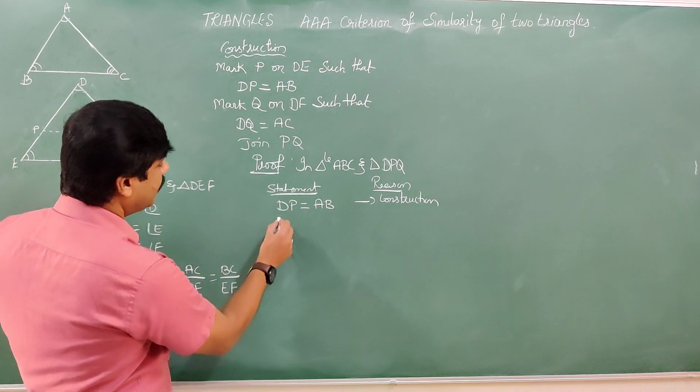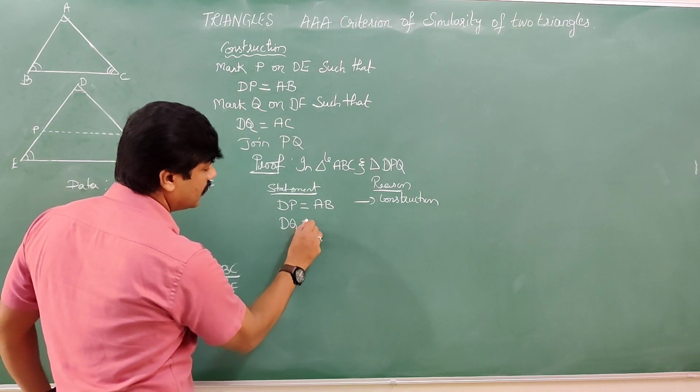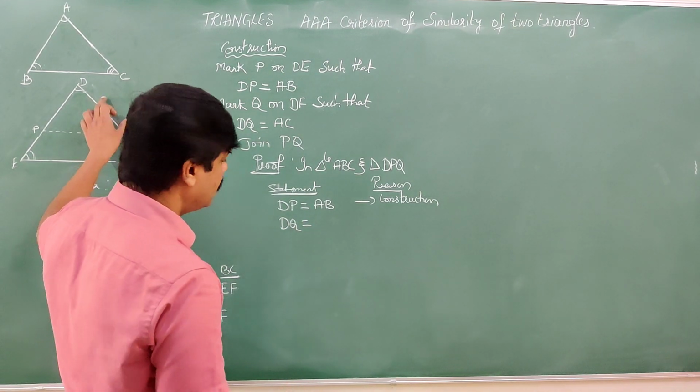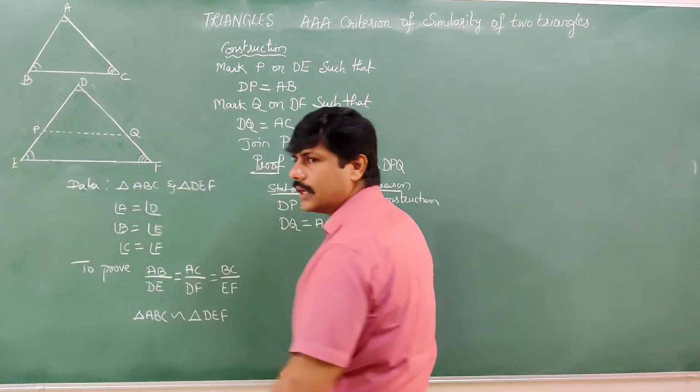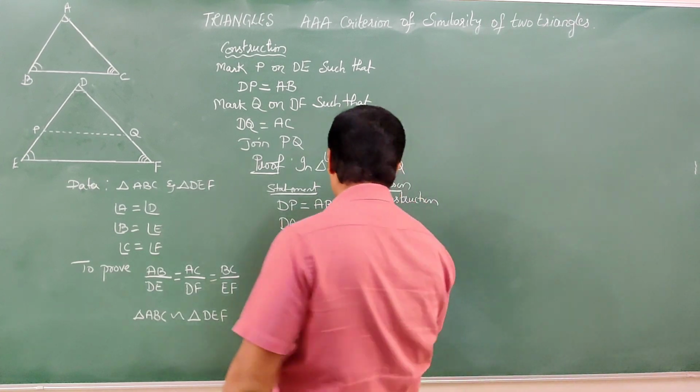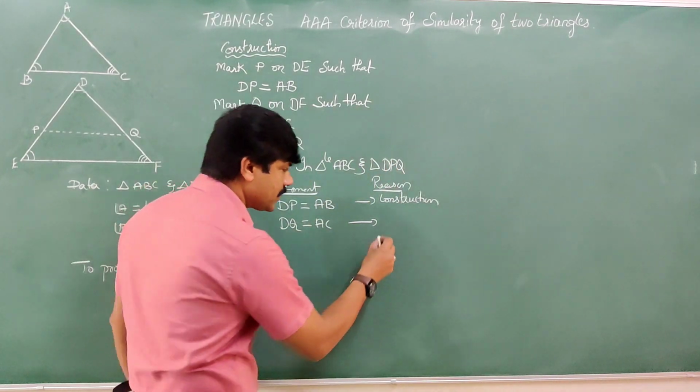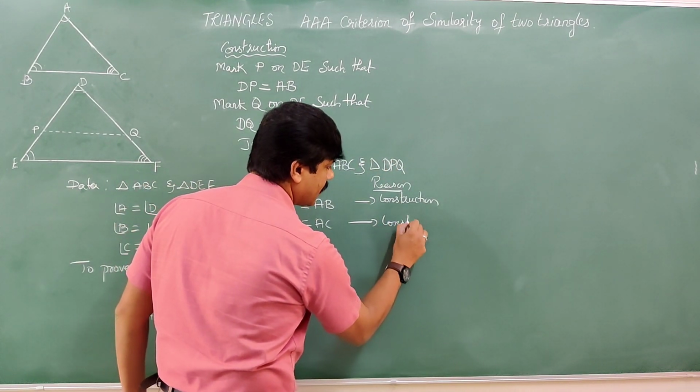Now, DQ is also equal to AC. How? By construction.